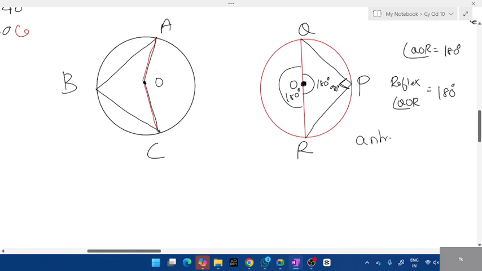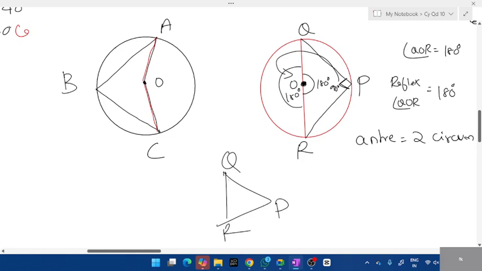Center is equal to twice the angle formed on the circumference. So for the angle formed on the center, you shouldn't use the opposite value. You should use the bottom value. Look at triangle QRP. For triangle QRP, if you want to find angle P, look at the bottom value. Wherever the base is, that value you have to check.